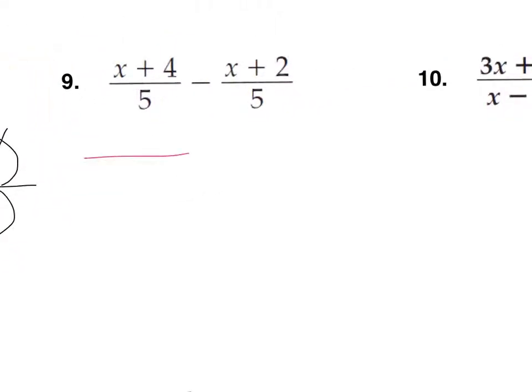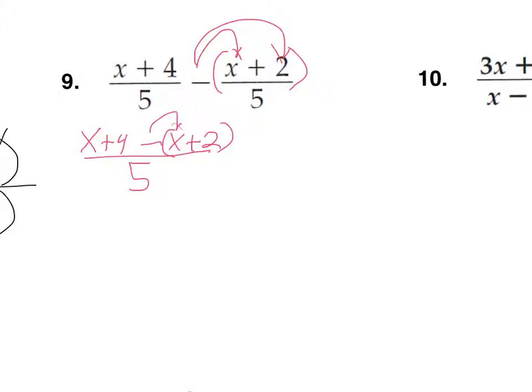So on number 9, we'll just write them both over the same denominator of 5, but we'll make a subtraction sign. So x plus 4 minus x plus 2. But if you wrote it just how I did, like that, that's not quite right. And the reason why is because you're not just subtracting x, you're also subtracting the 2. Sometimes what I do is I draw this parentheses here, and we're going to distribute that subtraction sign. So it's actually going to be negative x, but also negative 2. So it's going to be x plus 4 minus x and minus 2 over 5.